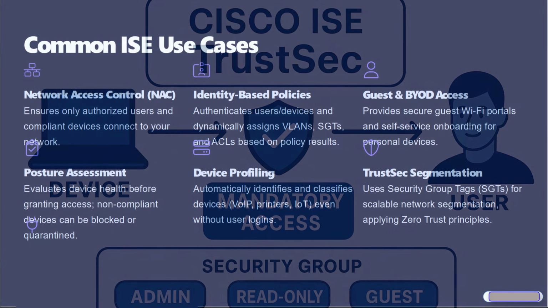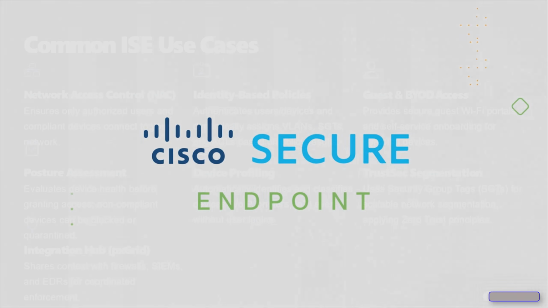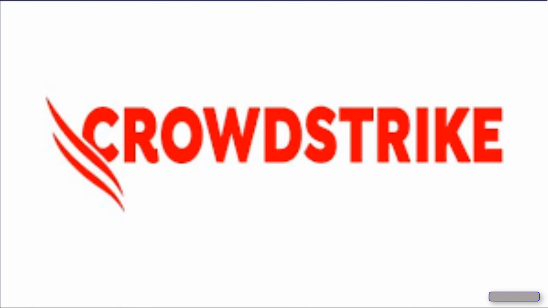And the last one is the integration hub, pxGrid. So this shares context with firewalls, even SIEM solutions, EDR, MDM, mobile device management, and CMDBs to coordinate enforcement. For example, quarantining a compromised device detected by an EDR, like Cisco Endpoint or CrowdStrike.